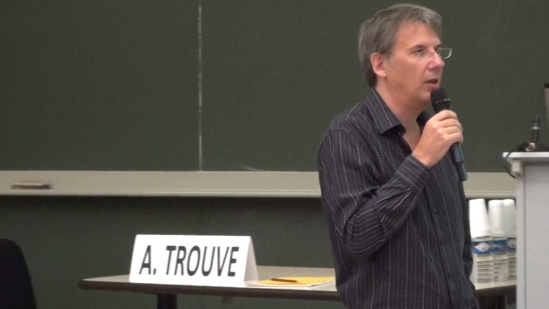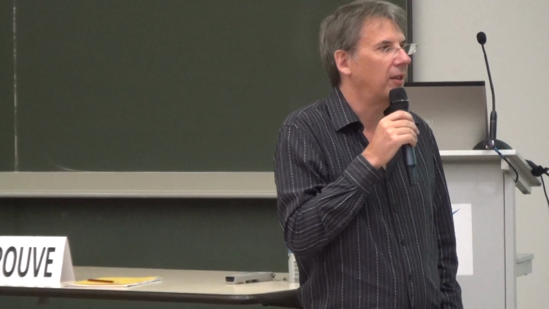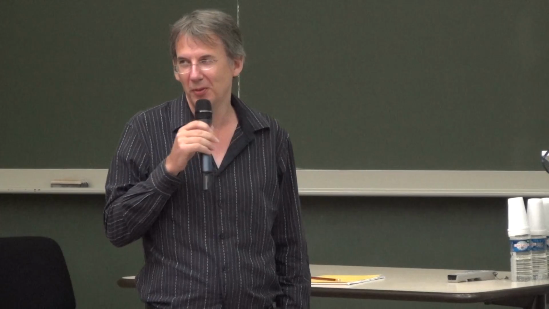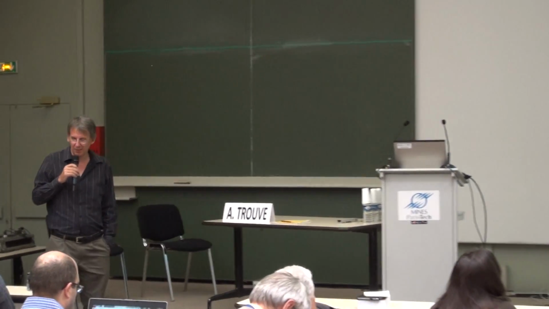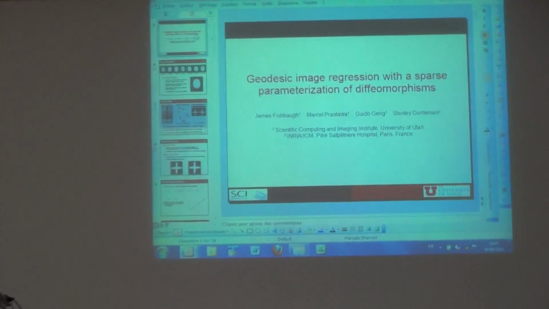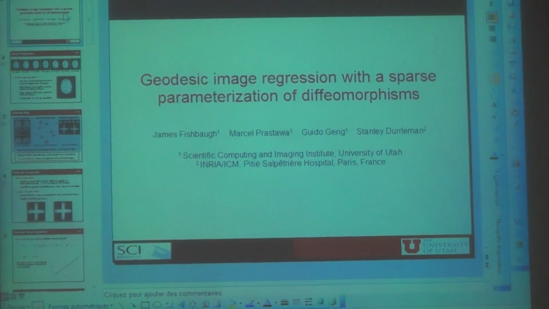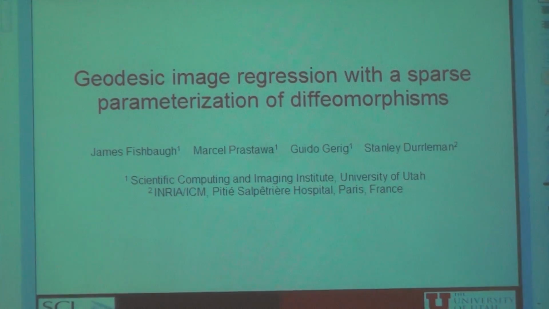So we have four talks this morning, and we have another session this afternoon, by Guido Gerig, which will be about more or less the statistical side. You'll see that we have a little bit about statistics at the end also. So people interested should join the afternoon session. The first speaker is James Fishbaugh from the University of Utah. He will talk about the problem of computing geodesics on some particular shapes which are images. You can consider that images are shapes.